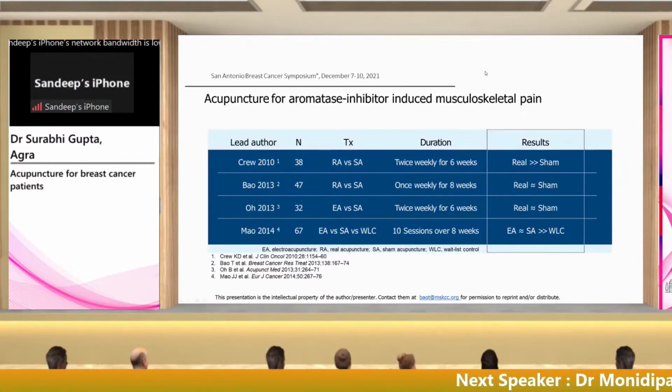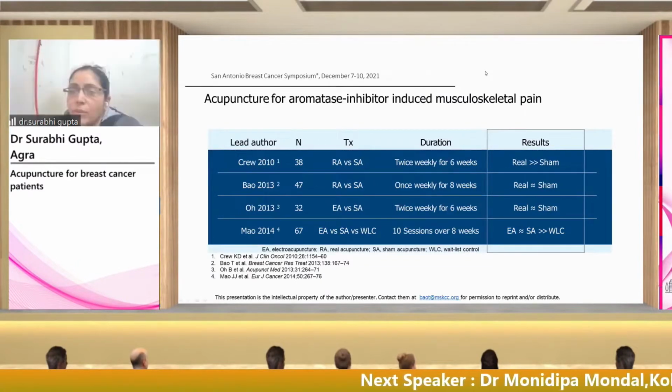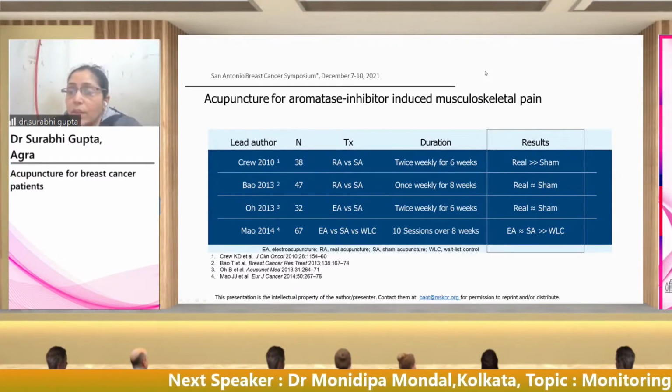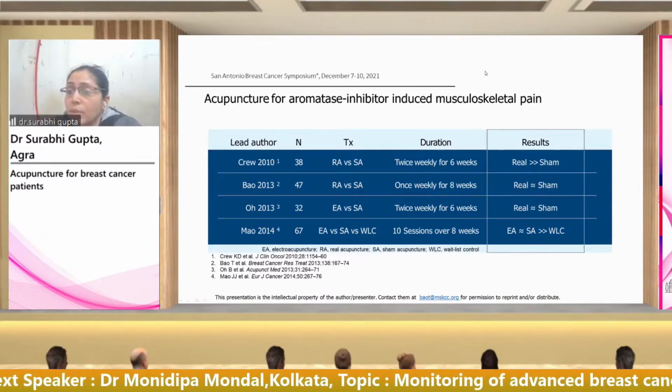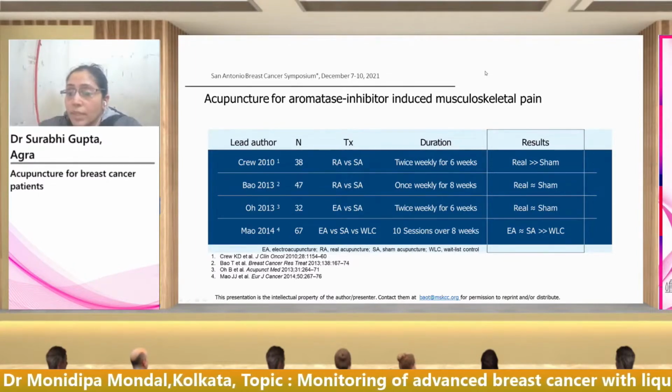We know that breast cancer survivors have to undergo aromatase inhibitors, and the most common complication of aromatase inhibitors is musculoskeletal pain. Sometimes it's so severe that most of the patients have to discontinue the aromatase inhibitors.